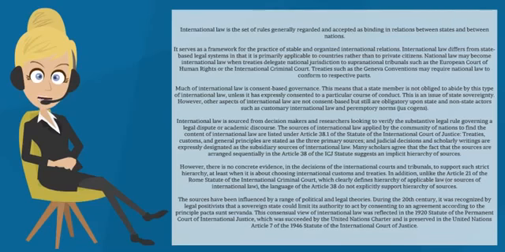However, there is no concrete evidence, in the decisions of the international courts and tribunals, to support such a strict hierarchy, at least when it is about choosing international customs and treaties. In addition, unlike Article 21 of the Rome Statute of the International Criminal Court, which clearly defines a hierarchy of applicable law or sources of international law, the language of Article 38 does not explicitly support a hierarchy of sources.